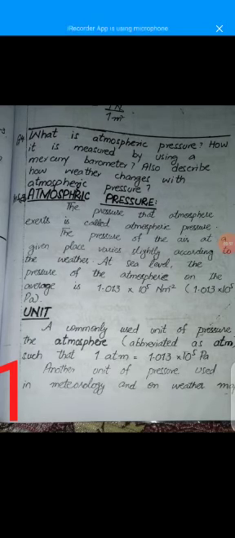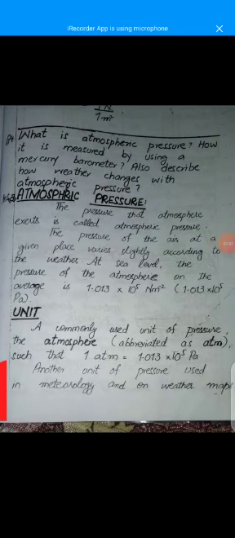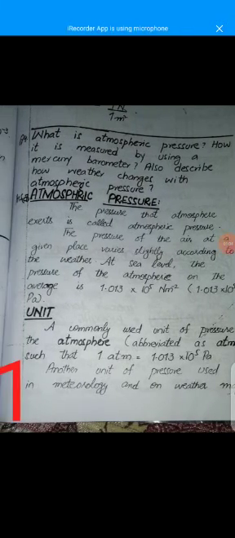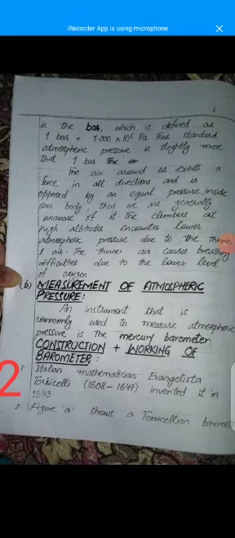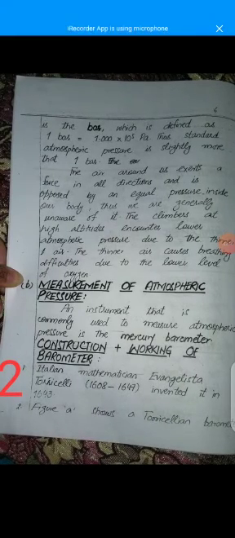Another unit of pressure used in meteorology and on weather maps is the bar, which is defined as 1 bar equals 1.000 multiplied by 10 raised to the power 5 Pascal. Thus, standard atmospheric pressure is slightly more than 1 bar.